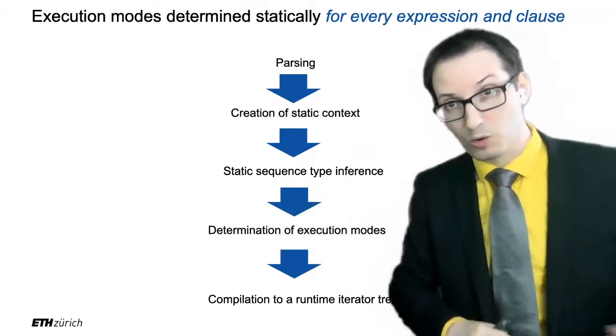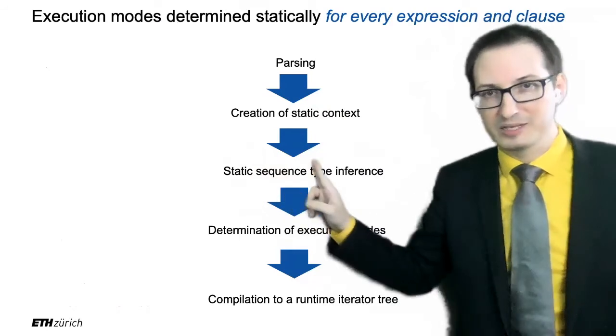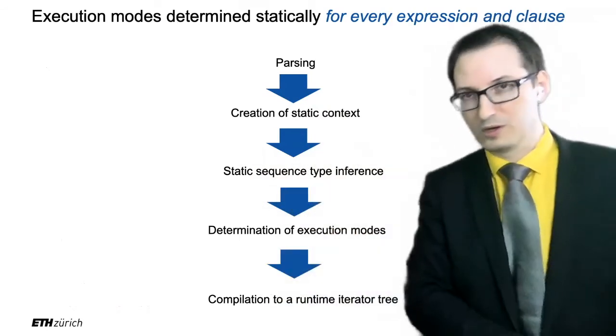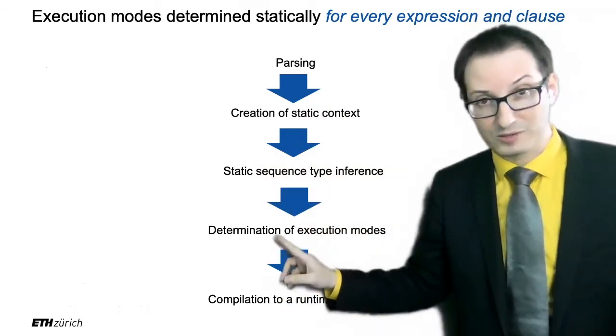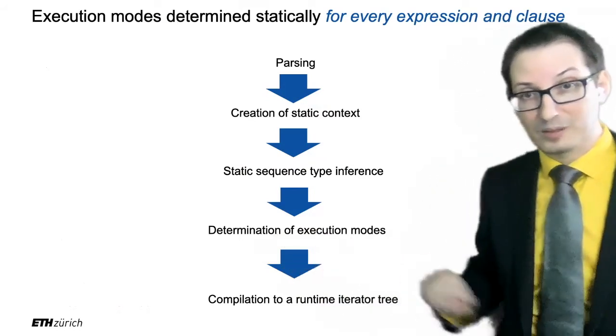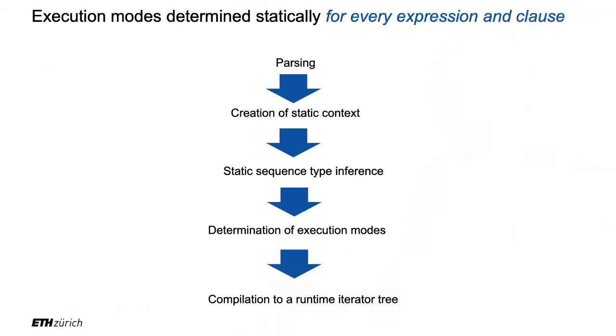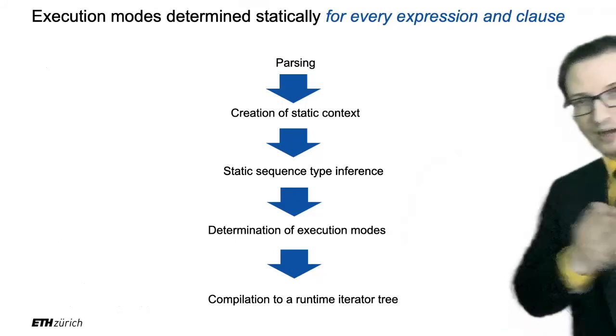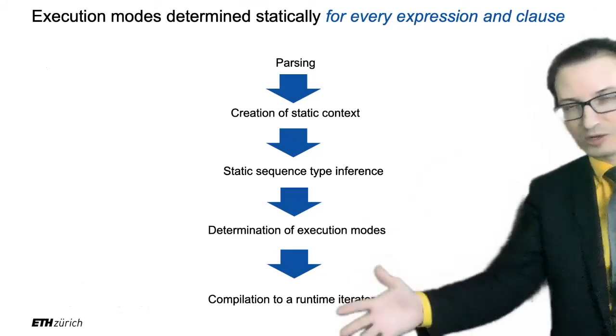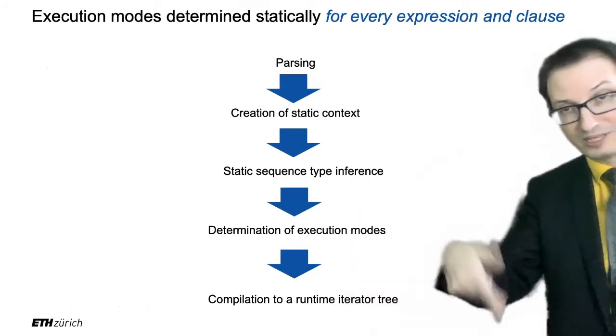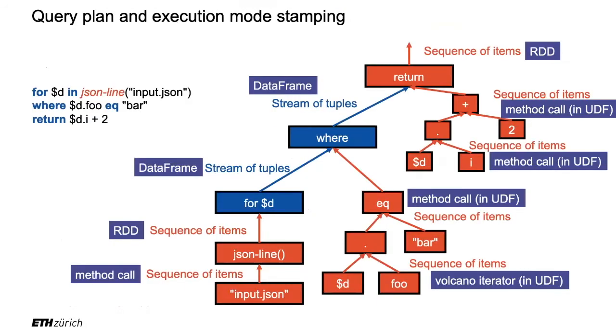So the way that the execution strategy is chosen is that we parse the query, we create a static context. That's also all part of the XQuery standards. We do the static sequence type inference, also following the XQuery standard, static typing feature. We determine the execution modes and we compile to a runtime iterator tree when we are done. And now it's all chosen and decided what is on the cluster, what is in parallel, what is in a data frame, what is in an RDD, what is local, and so on.